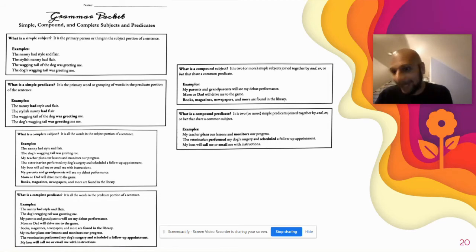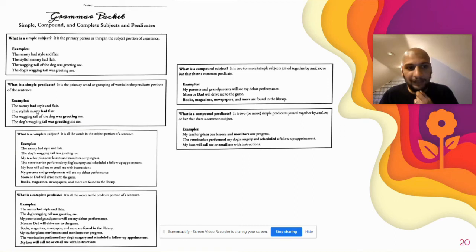When we have a predicate, that's referring to the verb, the action of the sentence, what's actually happening. And then sometimes it's also referring to those details you get after the verb of how that happens. So we have a simple subject that's just referring to the word itself, nanny. The stylish nanny, it's still just the nanny if we're talking about a simple subject, or the tail. There's only one subject in these. It's one word. The subject is just the one word for a simple subject.